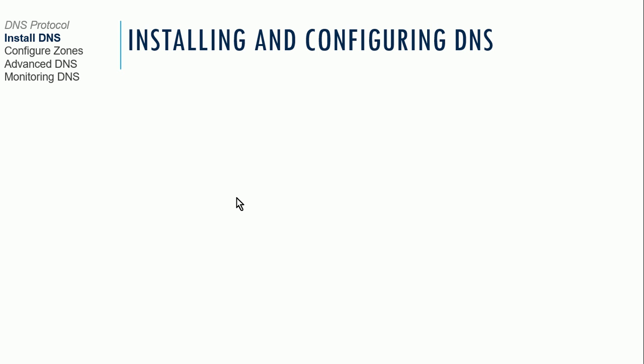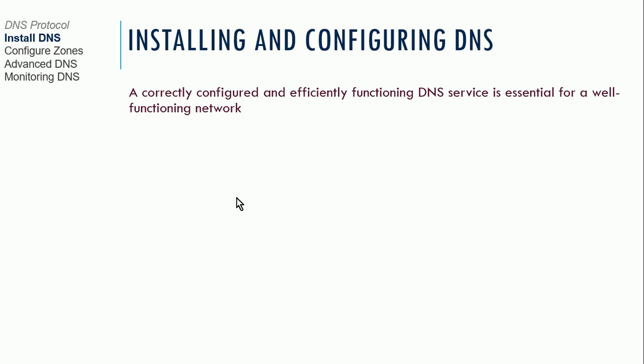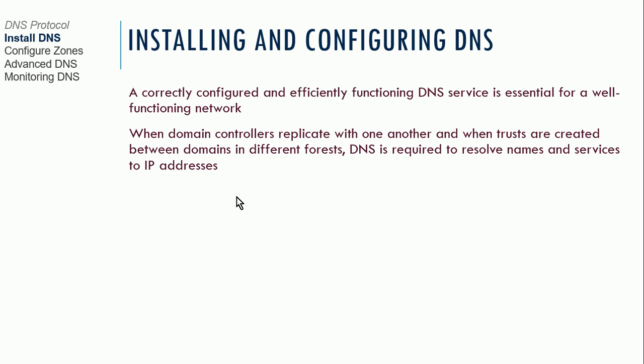So, as far as installing and configuring DNS, a correctly configured and efficiently functioning DNS server is essential for a well-functioning network, because most of the things on your network are going to be referred to by name, not by IP address. And this is one of the things that separates an enterprise network from an early network. In an enterprise network, we should be relying on DNS to manage these names on our network, as opposed to just having either host files or relying on things like NetBIOS to do lookups, or even just IP addresses.